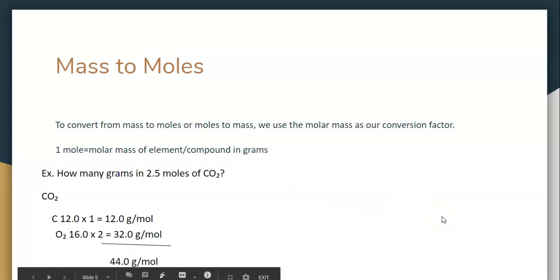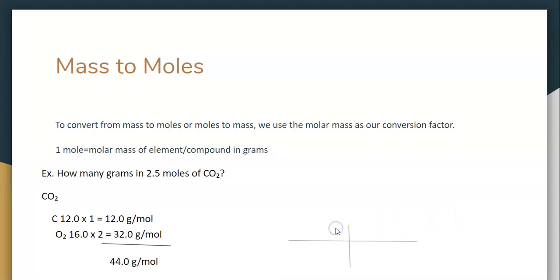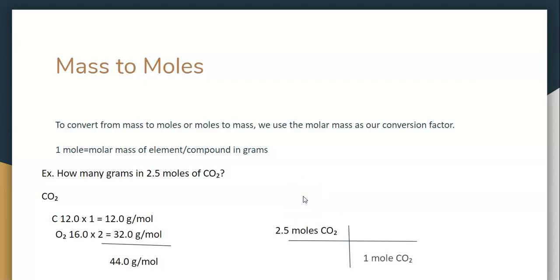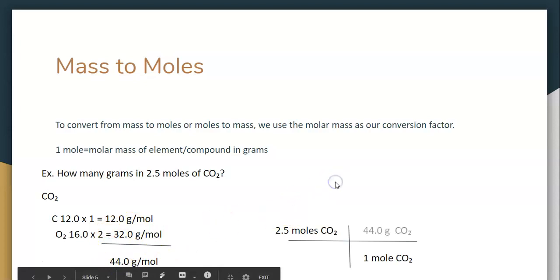So next, I'm going to go ahead and draw my T-chart, and in my T-chart, I'm going to put my given, which is 2.5 moles, so that's going to go in my upper left. And then to get rid of moles, I'm going to put the word mole in the bottom right corner because I want them to be diagonal so I can cross them out. I know from my molar mass that I just solved that 1 mole equals 44 grams. So that's going to go on top.